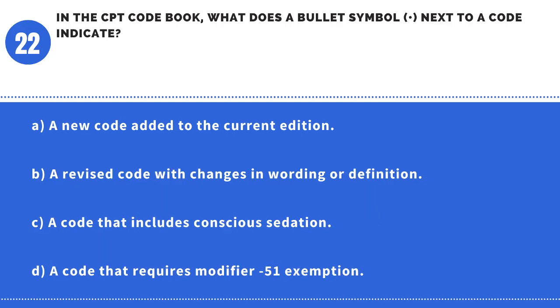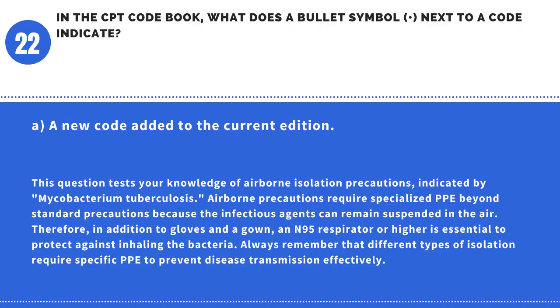Question 22. In the CPT codebook, what does a bullet symbol next to a code indicate? A. A new code added to the current edition. B. A revised code with changes in wording or definition. C. A code that includes conscious sedation. D. A code that requires modifier -51 exemption. Answer: A. A new code added to the current edition.